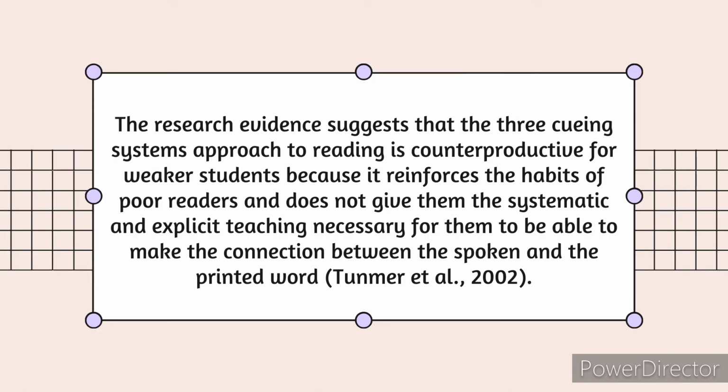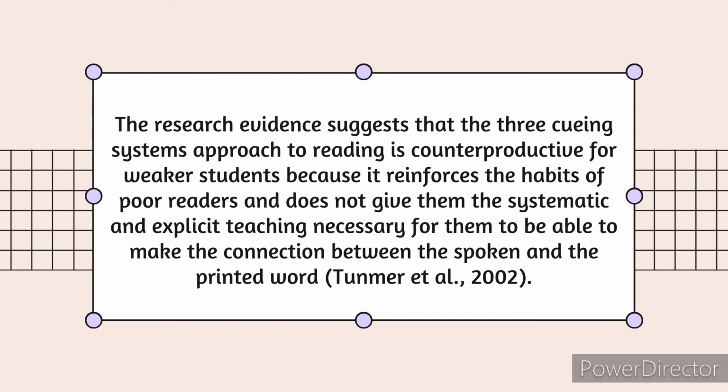Why the three cueing system is ineffective for learning to read. The central belief in the three cueing model is the belief that readers do not need to read every letter in a word or every word in a sentence. They instead sample from the text and they rely on prediction and semantic context to extract the meaning.